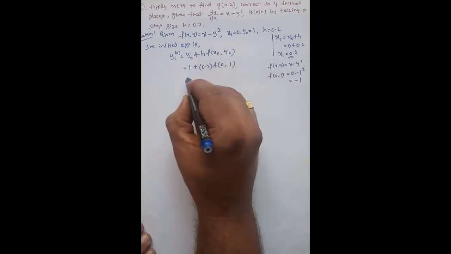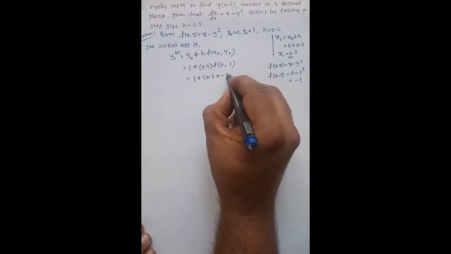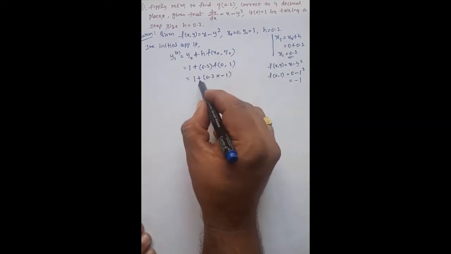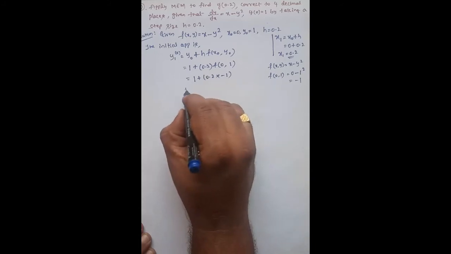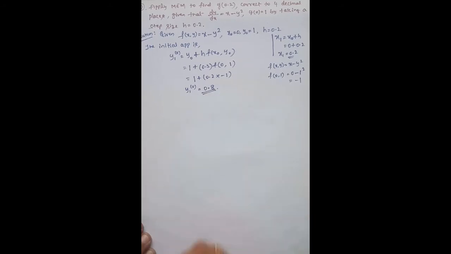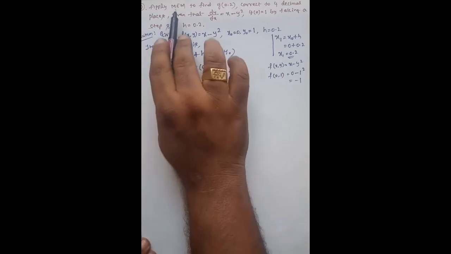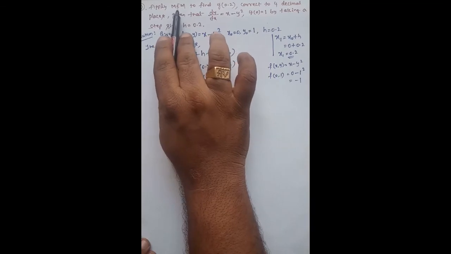So substitute that here, it is 1 plus 0.2 into this minus 1. So this gives minus 0.2, 1 minus 0.2. So you get y1 power 0 is equal to 0.8. So this is the initial approximation for this problem here. Right? So this is how we can find the initial approximation using Euler's formula. So now we'll find the successive approximations by using modified Euler's method, MEM. MEM stands for modified Euler's method.